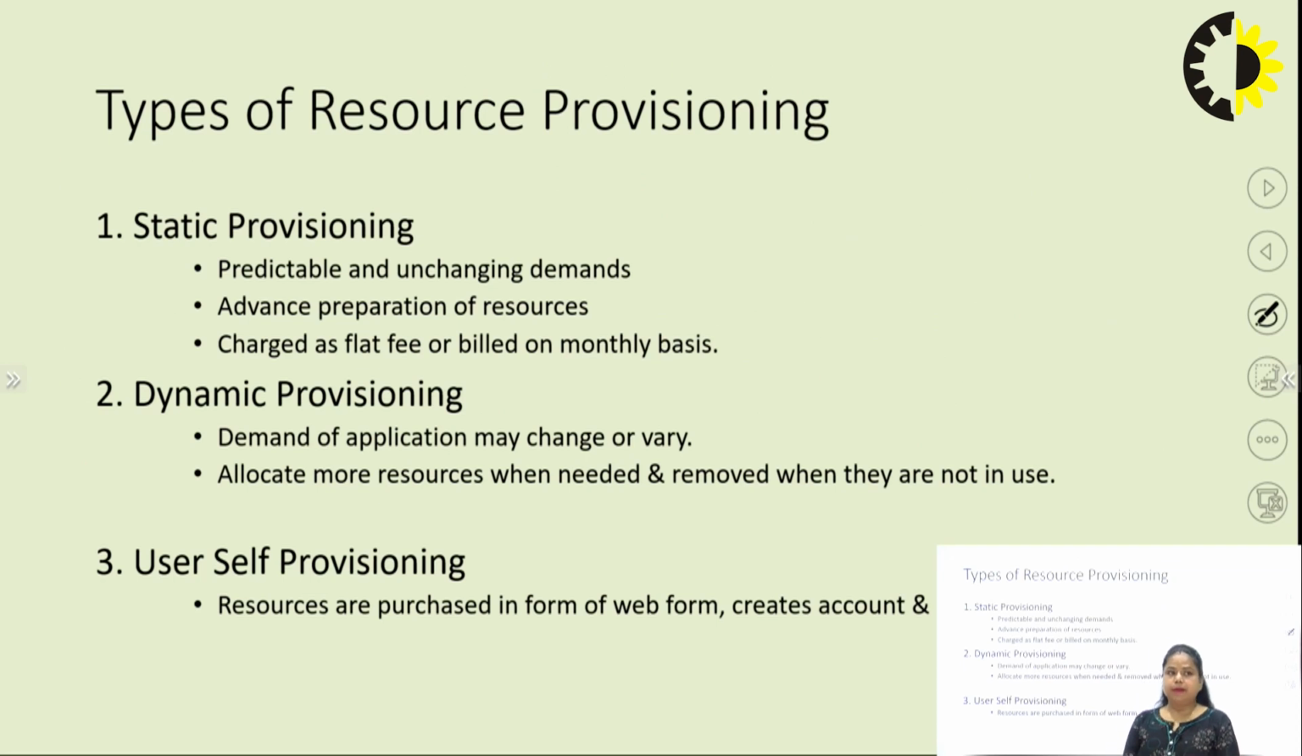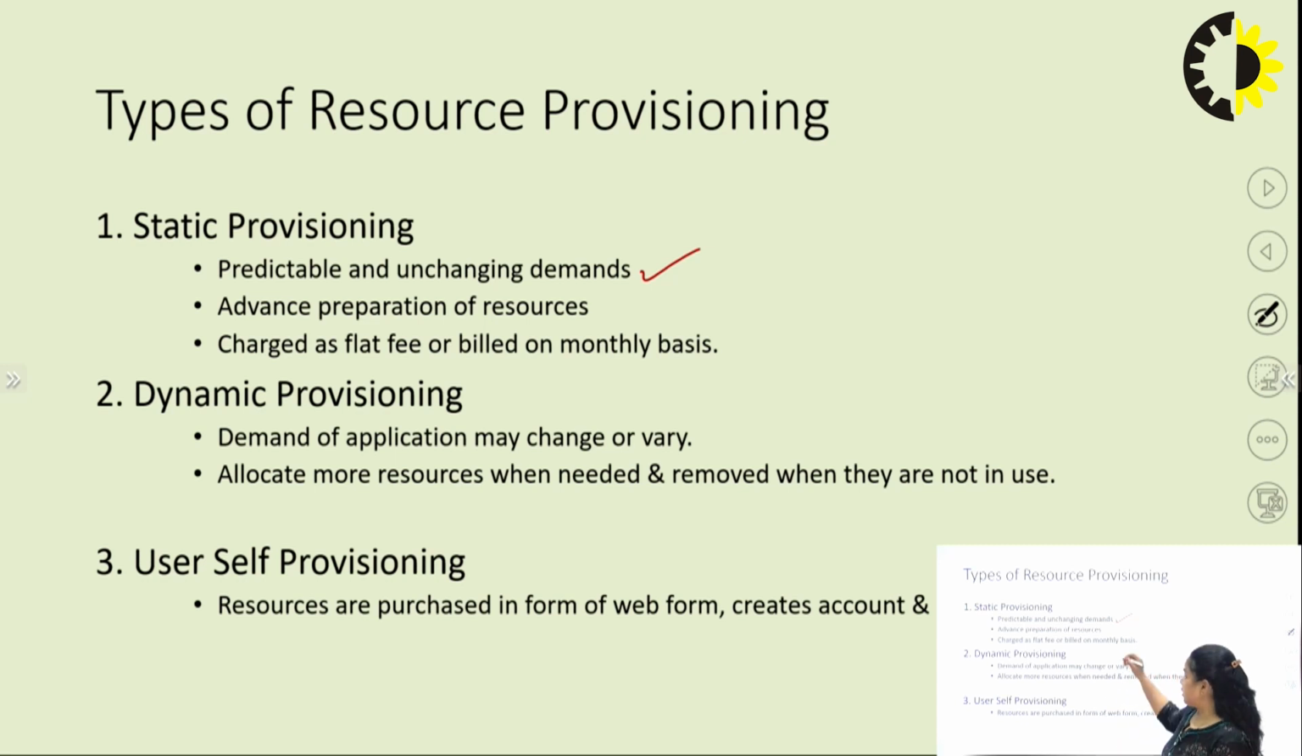Now if I'm talking about resource provisioning, there are three types of resource provisioning. The first is static provisioning. Static provisioning means it is fixed initially, before providing the resources, and it suits predictable and unchangeable demands. For example, if two parties are signing an agreement, whatever demands they have are initially written into the service level agreement, and those demands are to remain unchanged.